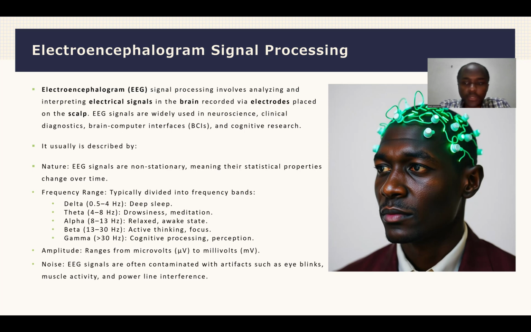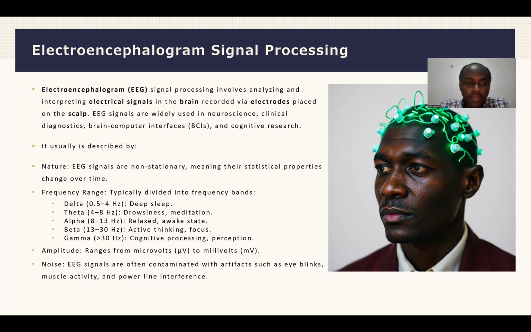Yes. So to proceed to the frequency bands. The EEG signals are categorized into different frequency bands, each associated with specific brain states and functions. What do I mean by that? So there is the delta waves, which is between 0.5 to 4 hertz, which is found in deep sleep and unconscious states. Then there is the theta waves, which is basically associated with drowsiness and also meditation and early sleep stages.